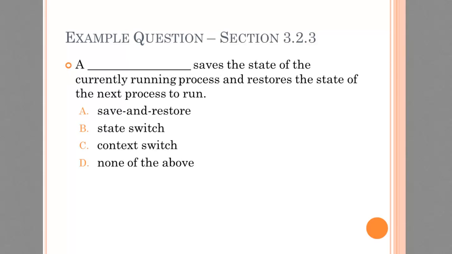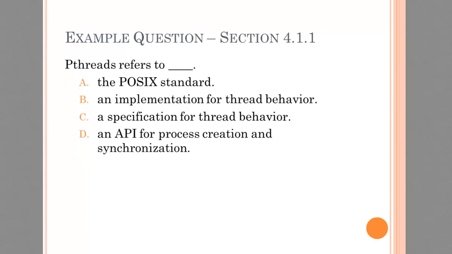A blank saves the state of the currently running process and restores the state of the next process to run. Very good. That is context switch, correct. We already did a question on that too. That was your first exercise for this week. But again, look at what the other ones are. We have other answers here, but find out why they are not the answer. You'll just know that much more.